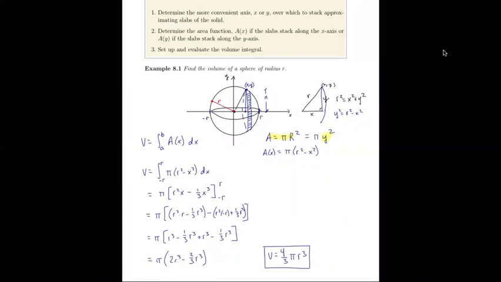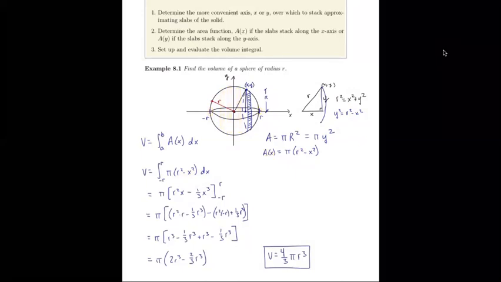So area is pi times the radius squared, which turns out to be y squared, as we saw right here. And then this right triangle gives me the information I need to substitute y squared with r squared minus x squared. R is fixed, given to us in the problem, some constant, so we can leave it as is. Now our area function, A of x, is pi times r squared minus x squared. We're integrating from negative r to r, going from left to right, to pick up all such cross-sectional areas.